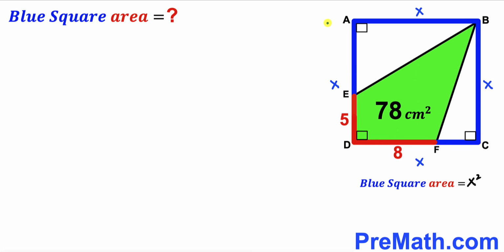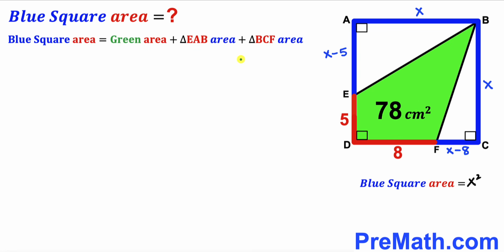Here's our next step. We know that the whole side length of this blue square is x, and this tiny segment ED has length 5. Therefore, AE length is going to be x minus 5. Likewise, we know that the whole side length CD is x, and the segment DF length is 8. Therefore, the FC segment length is going to be x minus 8.